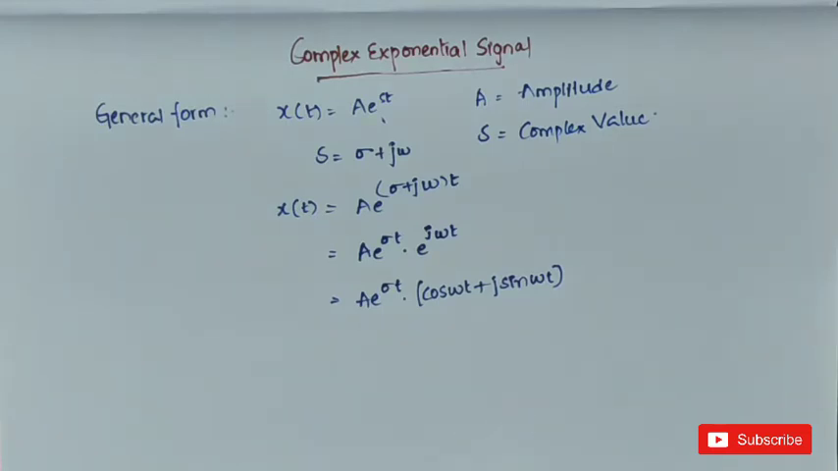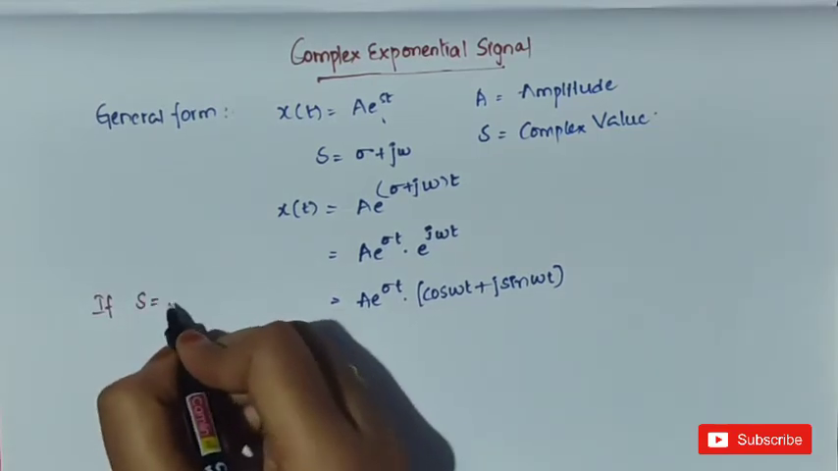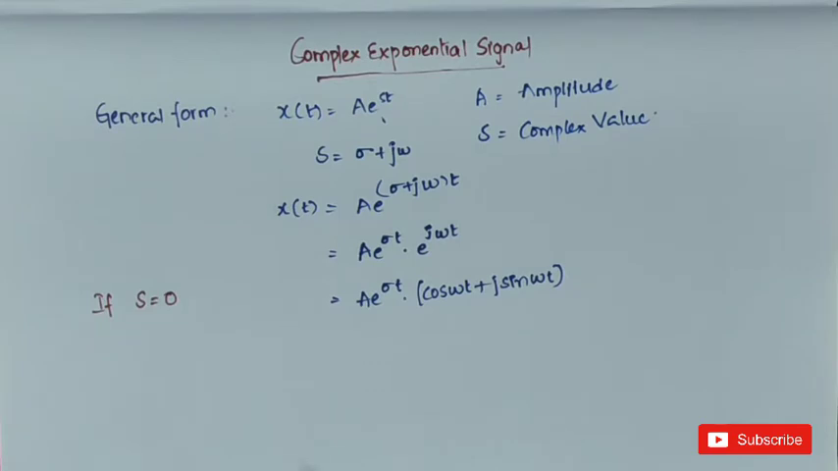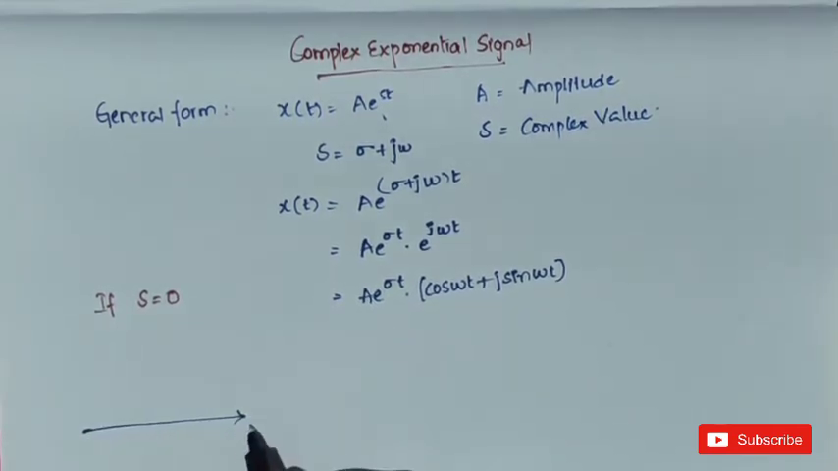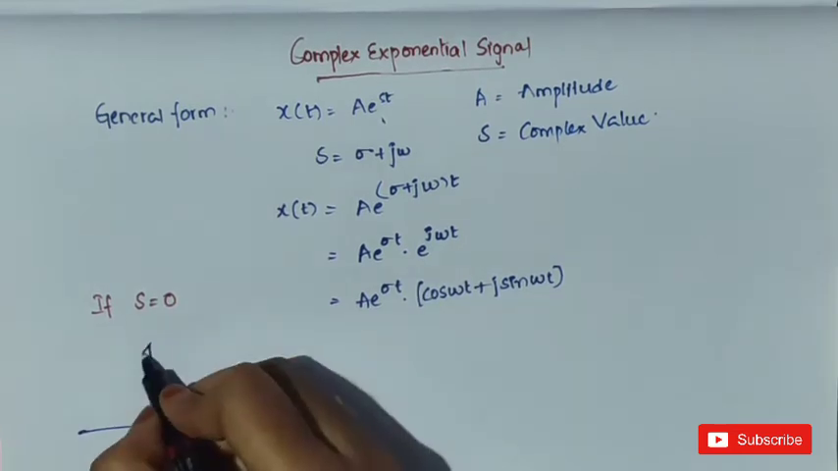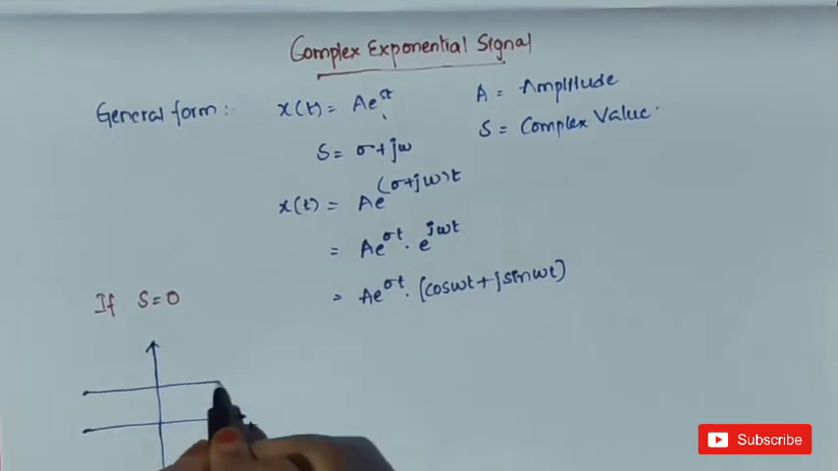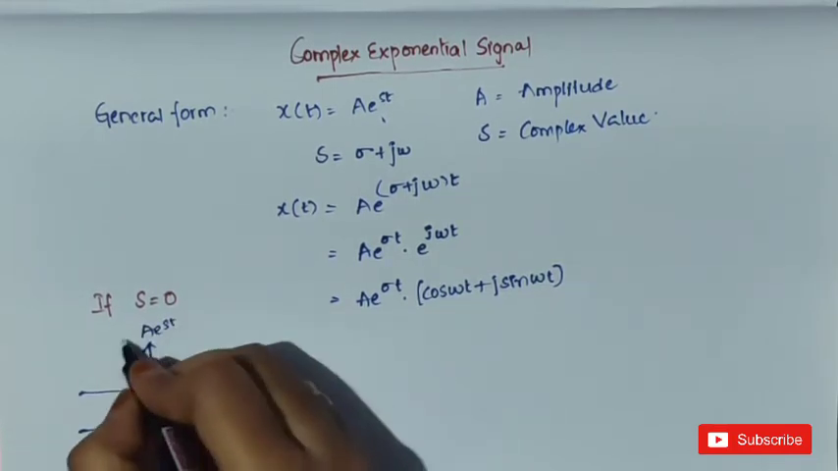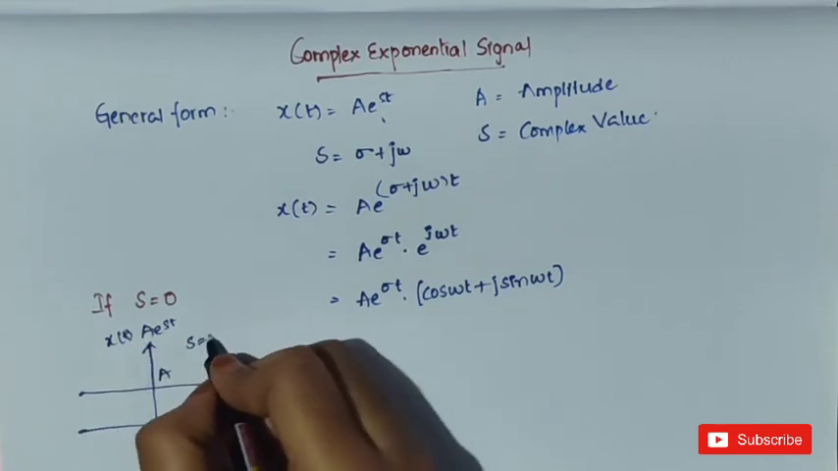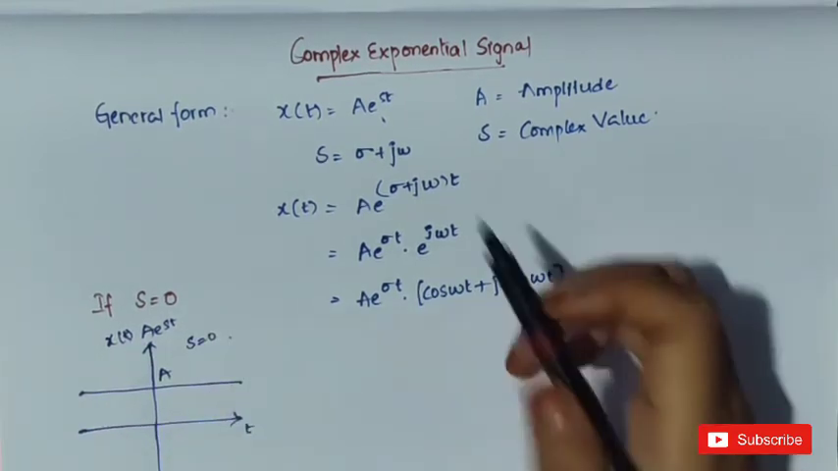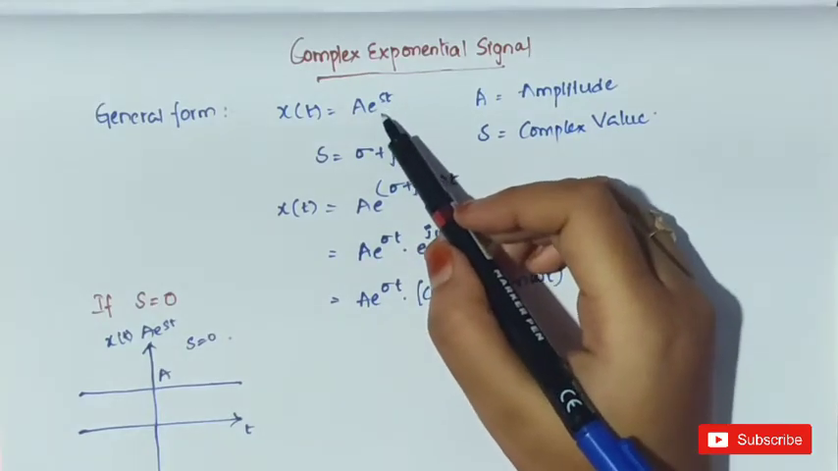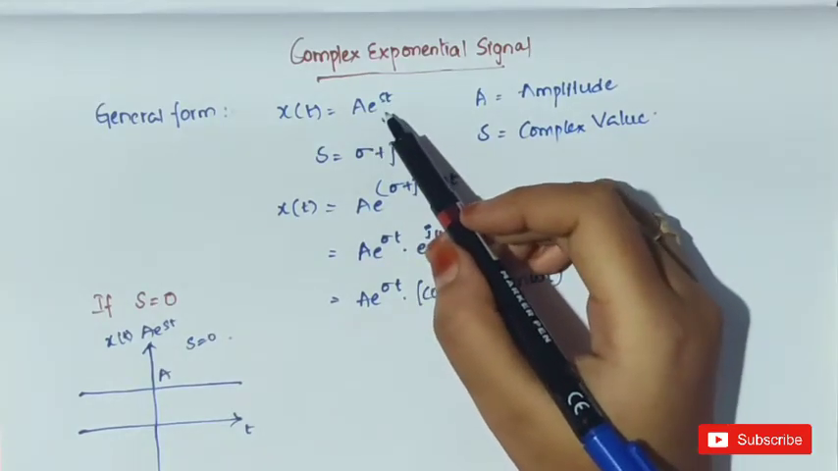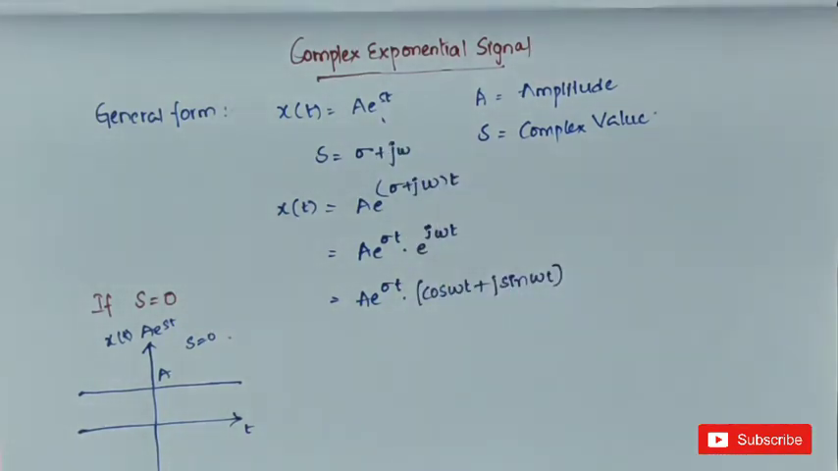First, let us take the value of s as 0. If s is equal to 0, then e power 0 is 1, a into 1 is a, so x of t is equal to a. Therefore the signal is like this.